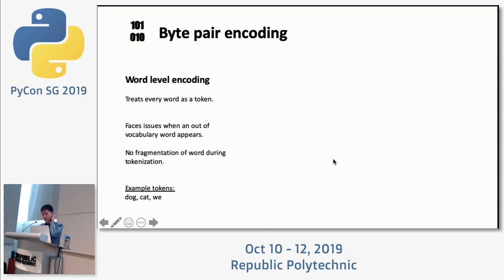The most intuitive way of tokenizing a piece of text is to treat every single word as a token. In such an approach, we create a dictionary of words that we see in the training text. However, we face issues during testing time when we see out of vocabulary words. This can include typos and rare words. The good part is that the words are not fragmented during tokenization, so this allows the model to assign a value to the word more easily later. Example tokens we expect to see are common words, such as dog, cat, bee.